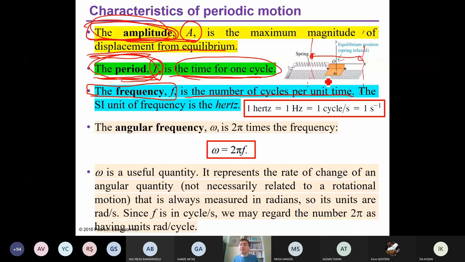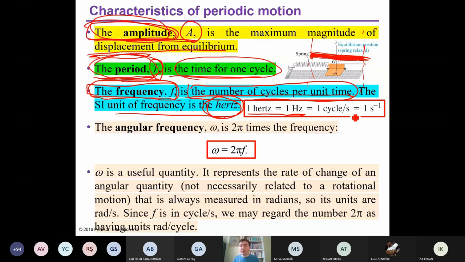So then let's say within 1 second we have 10 cycles, or within 1 second we have 100 cycles. The number of cycles per unit time gives us the frequency of the motion. And the SI unit of frequency is the hertz. 1 hertz is given with this symbol, and it is equal to 1 cycle per second, okay?